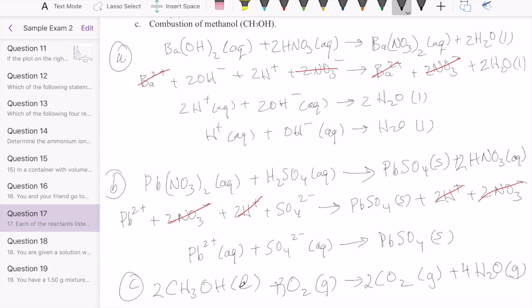Okay. Now, if you look at all the species here, none of them is aqueous. They're all liquid or gas. That means that they're not going to break apart into ions. They're all covalent compounds, so they're just going to stay as they are. So there's no net ionic equation. There's no complete ionic equation for that reaction. Okay.